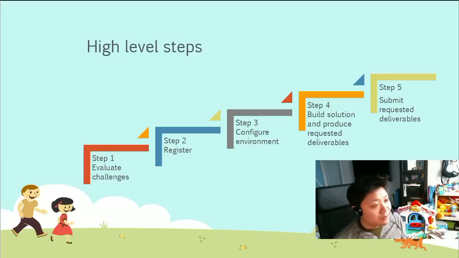So, the steps that we need to take at a high level in regards to making money on TopCoder are: first, evaluate your challenge; next, register; then configure your workstation environment, your computer, your laptop; build the actual solution and produce the requested deliverables; and finally, submit the requested deliverables. So let's go into each of the steps.